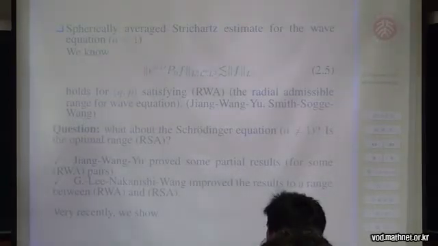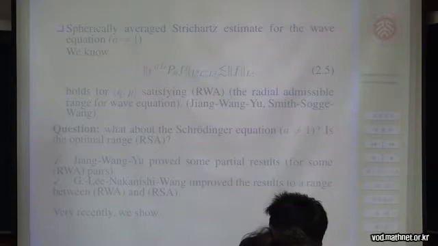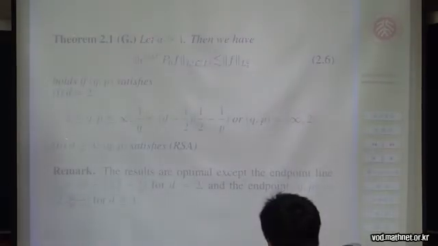In this paper we obtain a range better than wave and narrower than the Schrödinger range in the radial case. Recently I improved it to the whole range, at least for 3D and higher. For 2D we miss the endpoint line, but for 3D and higher we have the same range as for the Schrödinger equations, like the radial case. This is based on the previous work, and I will tell you the key observation.